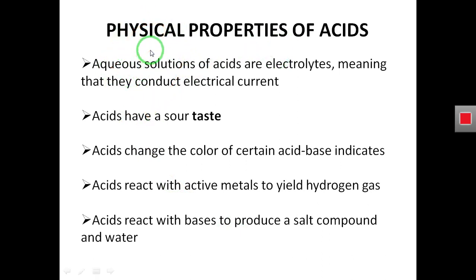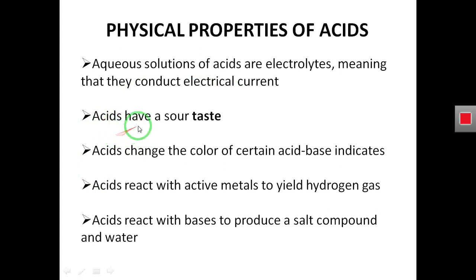Starting from the physical properties, aqueous solutions of acids are electrolytes, meaning that they conduct electrical current. So what is this? When we dissolve an acid in water or any other aqueous solution, it acts like an electrolyte. And what are electrolytes? Electrolytes are chemical entities that can conduct current, they can pass the current. A well-known example is that we use mild acids in UPS batteries.